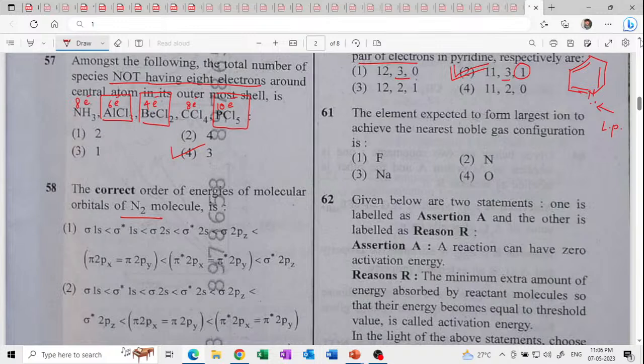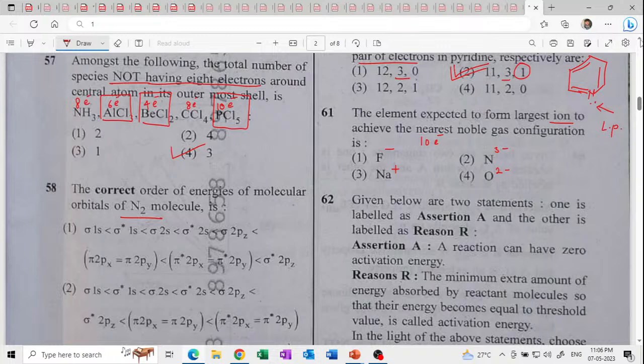Then what are the expected ions? What is meant by ions? F minus, N3 minus, Na plus and O2 minus. These are ions. So how many electrons does it contain? It contains 10 electrons. 10 electrons. And how many charges?